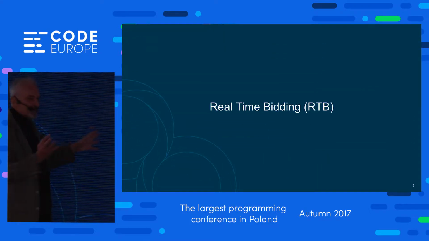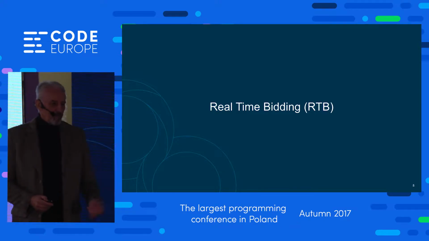Okay, so there's some concepts I want you to think about. First area of ad tech I want to talk about is real-time bidding, and I'll explain what it is, then I'll tell you how we do it.